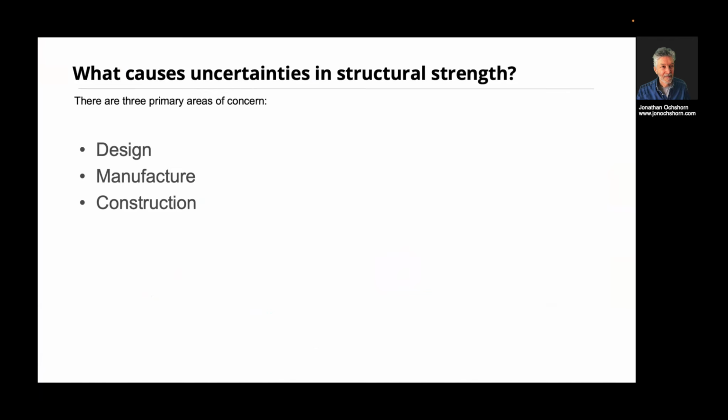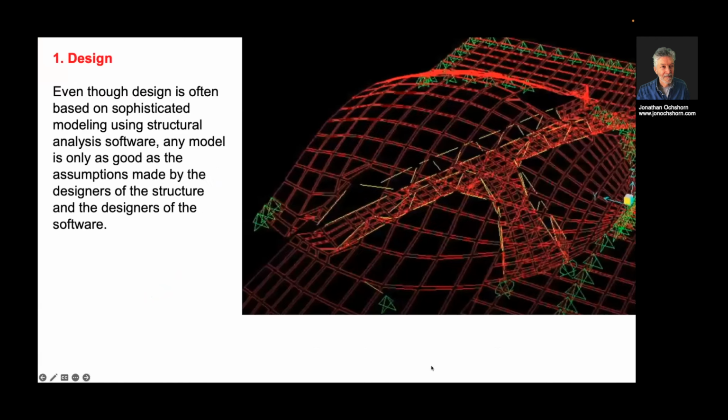What causes these uncertainties in structural strength, that green line? Why isn't it just able to be computed and built and we know exactly what we're going to get? Well, there are 3 issues that could affect the ultimate strength that you get. And those issues are design, manufacture, and construction. We'll look at each of them in turn.